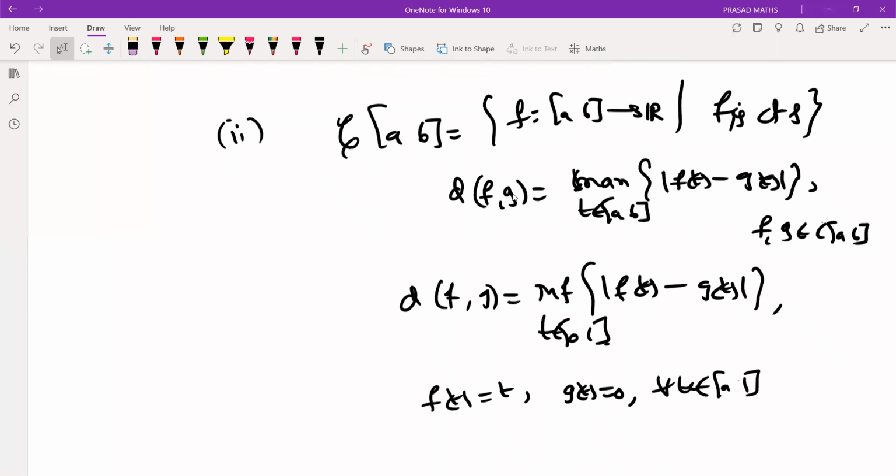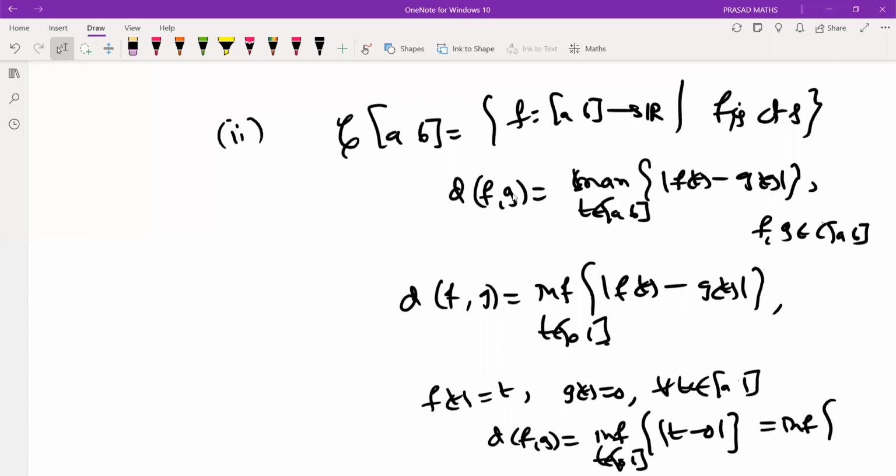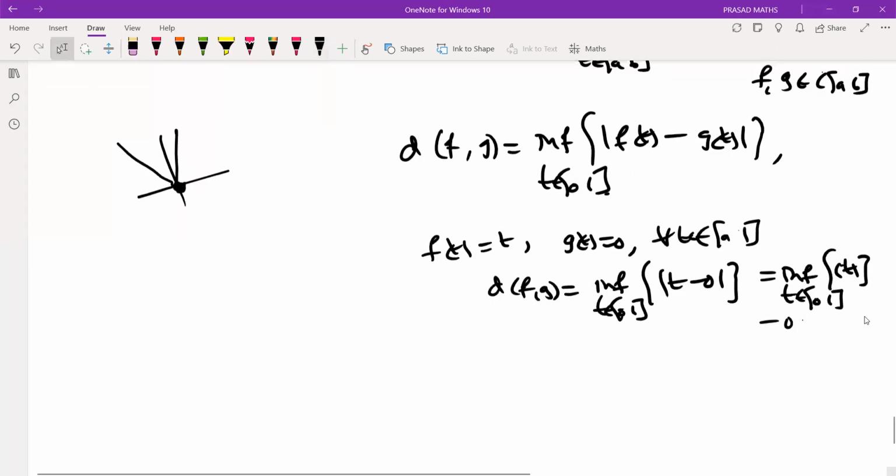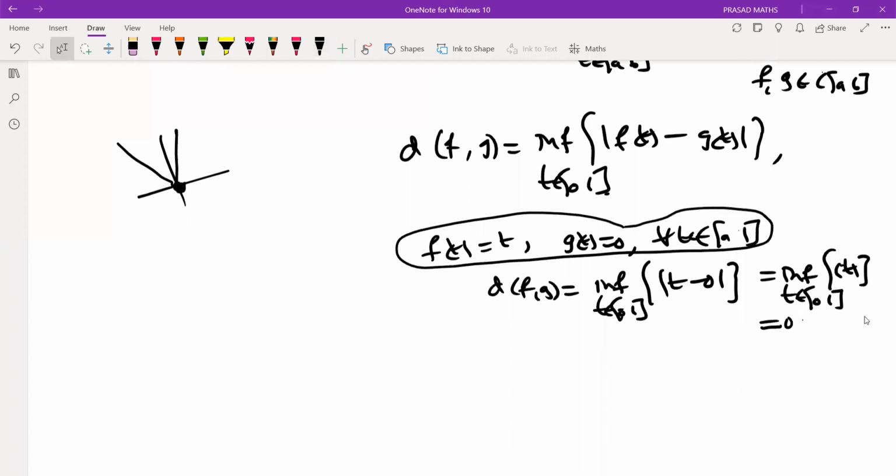Right? So what about the distance? Distance between f and zero is equal to the infimum of f of t, which is nothing but t minus 0, where t belongs to the closed interval 0 to 1. Therefore this is infimum of mod of t where t belongs to [0,1]. What is the infimum of mod of t? 0, right? It is 0. So the distance is 0, but the two functions are not the same. They are different at one point. Therefore f is not equal to 0. Why? Because f of 1 is equal to 1 and g of 1 is equal to 0. So both are different at a single point, therefore they are not equal functions. So infimum may not be a metric.